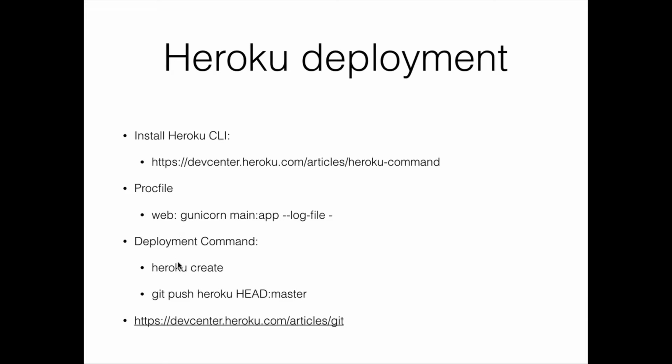Then to deploy, to actually push our code to Heroku and run it, we have to create an app on Heroku, so we call heroku create. This creates the Flask TensorFlow app on Heroku, and then we push our code using git push heroku master. For more information on the git setup for Heroku, you can go to this URL.